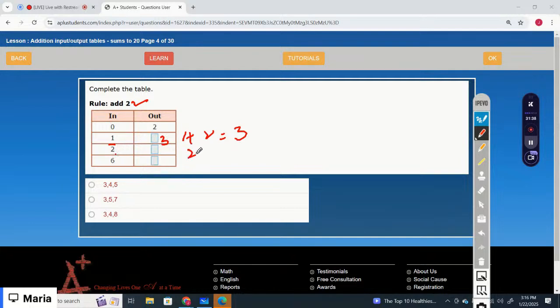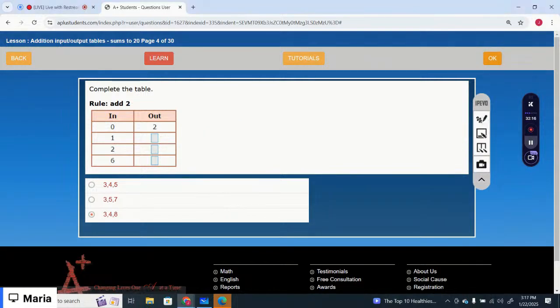The next input value is 2, but the rule is add 2. So you need to add 2. 2 plus 2 makes 4. The third value is 6. You have to add 2 to get the output value. So 6 plus 2 is 8. So the correct option is 3, 4 and 8. Basically, you need to calculate the output values for each input value. How do you calculate? You need to add the rule to each input value to calculate the corresponding output value. So that is 3, 4, and 8.